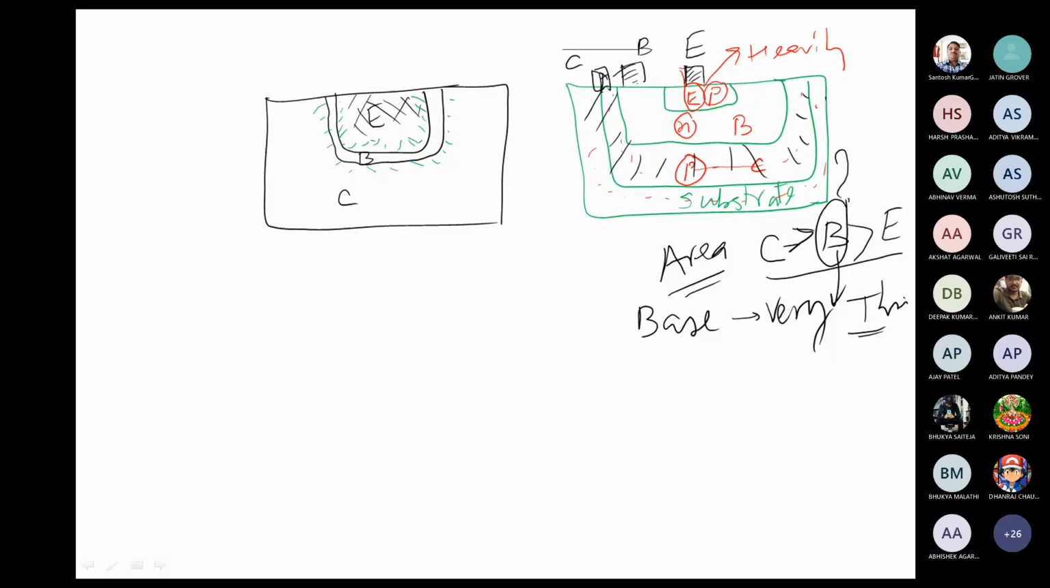Collector is sharing its cross-sectional area with the base only, whereas the base is sharing its area with the emitter also. In that way, the base may seem to be bigger in area as compared to the emitter. But if we look at the total area of the emitter, the total area of the collector, and the total area of the base, then the emitter area is bigger, of course, than the base, and the collector is having the largest area.